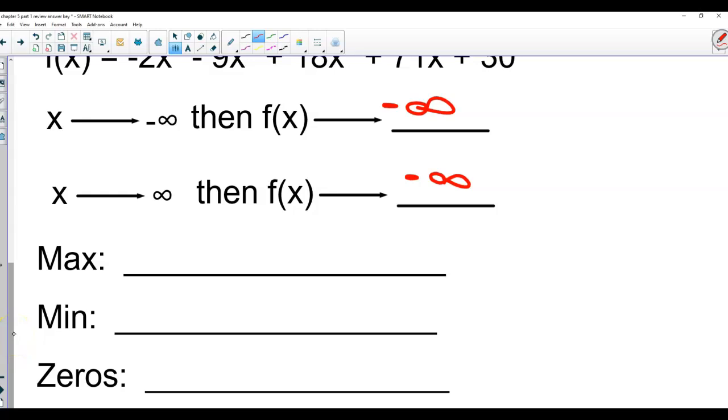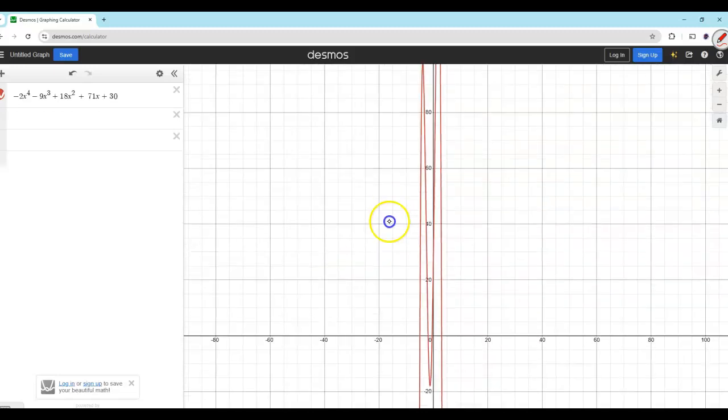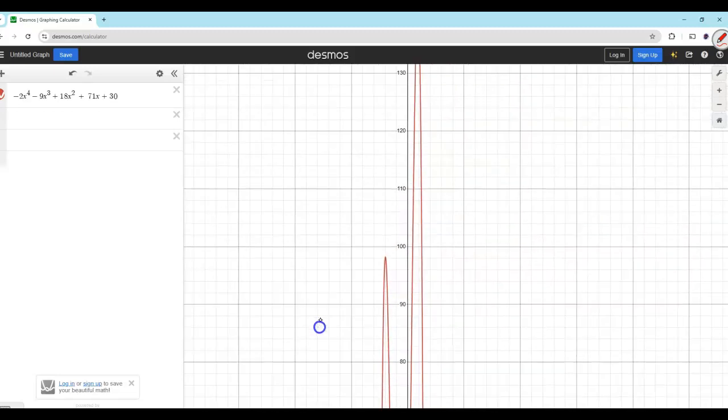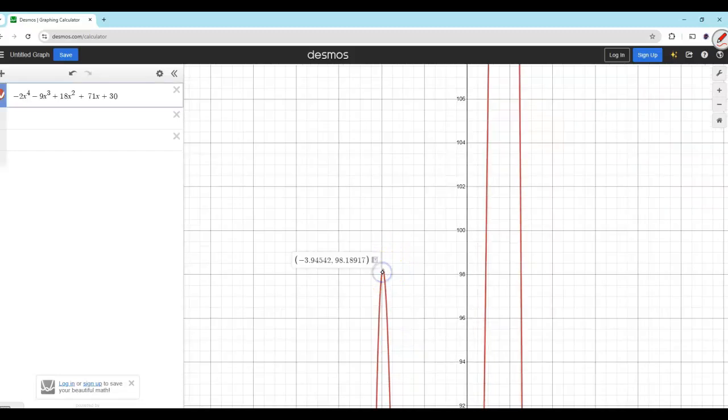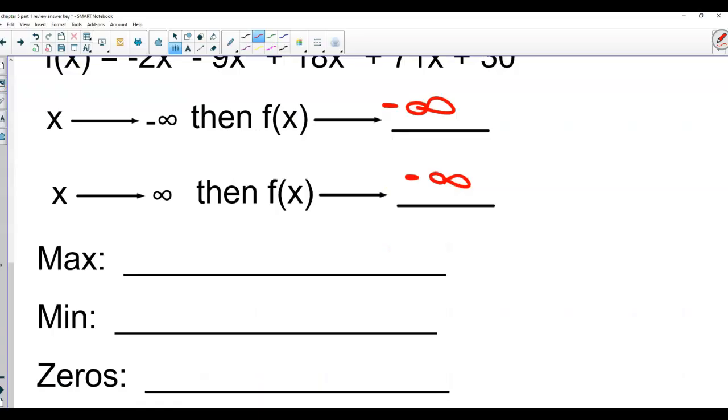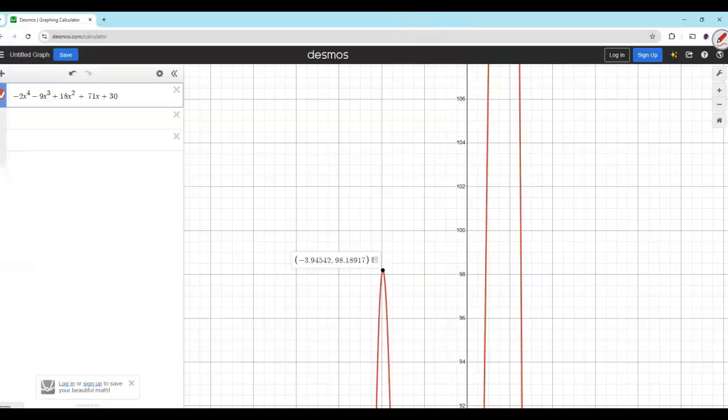In terms of my maxes, with the degree of 4, I'm going to have two maxes that are local. I'm going to have one extreme max. We're going to write down the local max. So negative 3.9, 98.2 is one local max. And my other local max is also my extreme max.